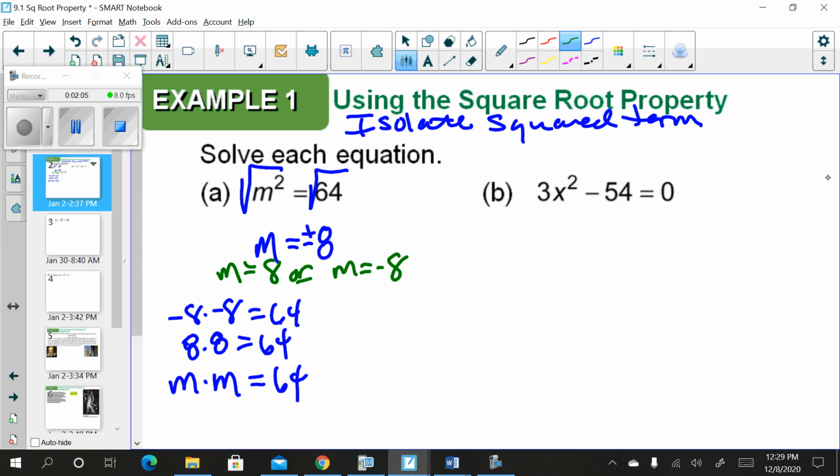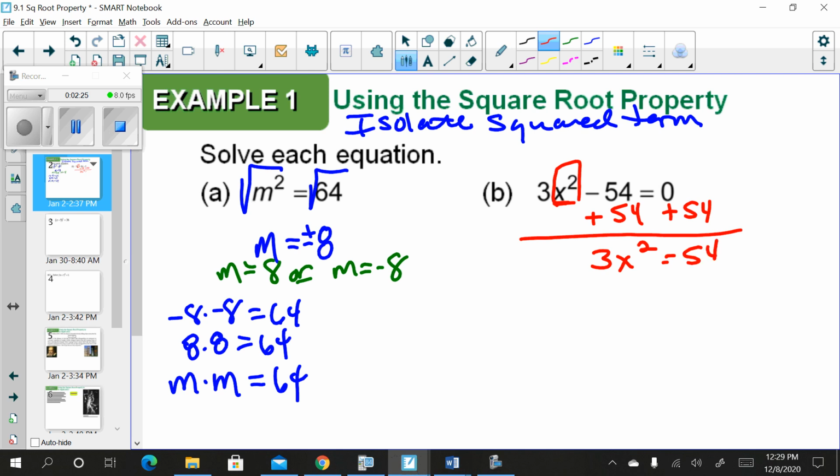All right, let's take a look and see how this letter B is a little bit different. If you notice, the squared term, the variable term that's squared, is not by itself. So we need to get it by itself first. There's only a single variable term, though, so we can just solve for it. Think of your x squared as your big variable that you're trying to get by itself. So I'm going to add that 54. So we have 3x squared equals 54. And then we're going to go ahead and divide by 3. And so 54 divided by 3, go ahead and figure that out. That would be 18, I believe.